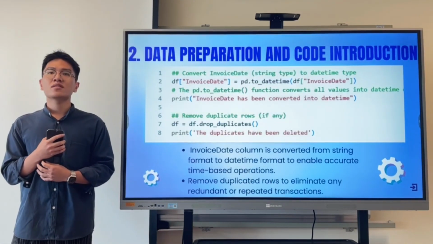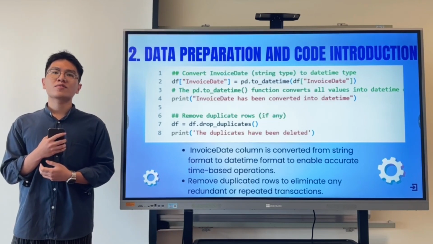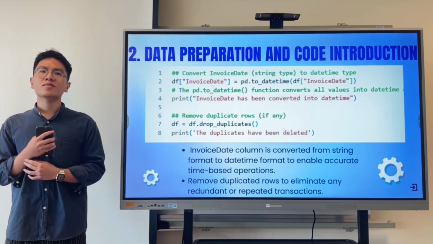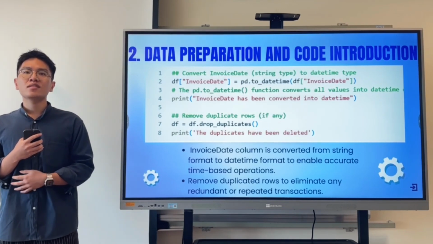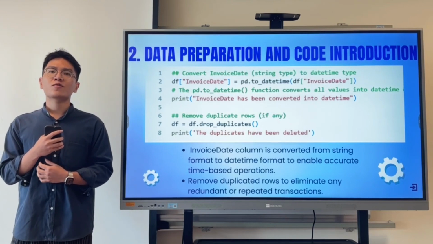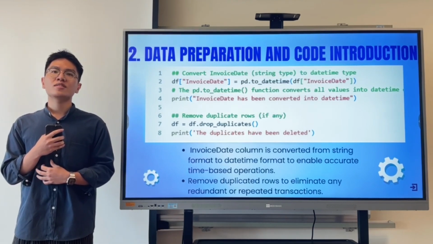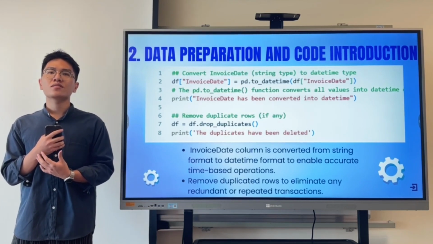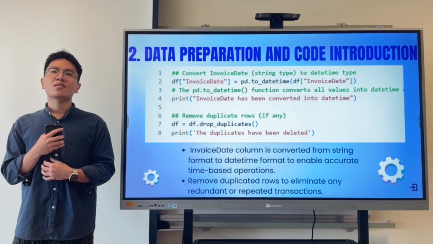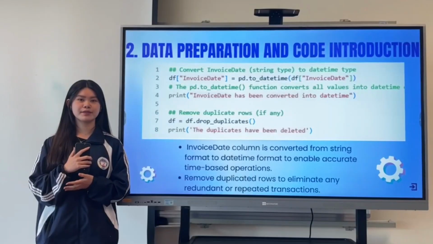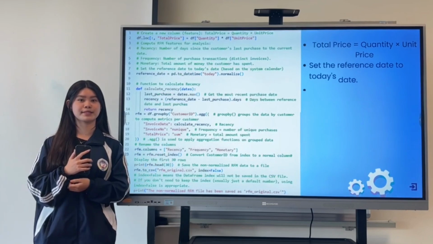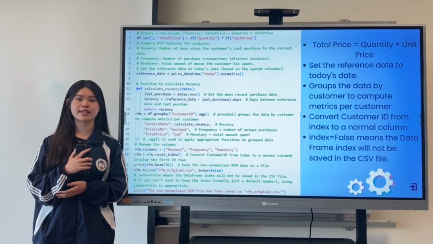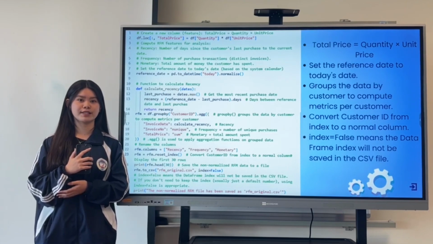In this step, the invoice date column is converted from string format to datetime format to enable accurate time-based operations. Additionally, duplicate rows are removed from the dataset to eliminate any redundant or repeated transactions that could distort metrics like total spending or purchase frequency. In this step, a new column called total price is created by multiplying the quantity of items purchased by the unit price for each transaction. This gives the total monetary value of each individual purchase.